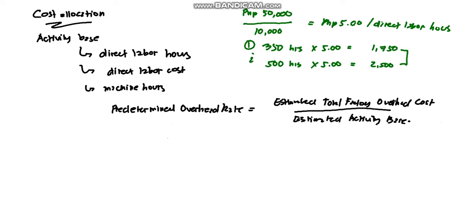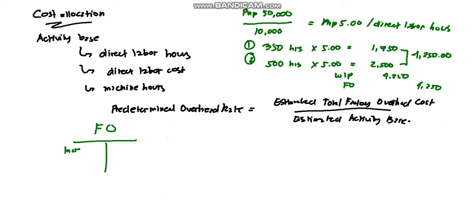So let's just place it job 1, job 2. So the total of 4,250. So you record that one now as work in process 4,250 and factory overhead credit of 4,250. So to summarize, the factory overhead account is increased. So FO. When it's debited, it's increased. When it's credited, it's decreased. Okay, so this is for the actual overhead cost, and applied overhead is usually credited.